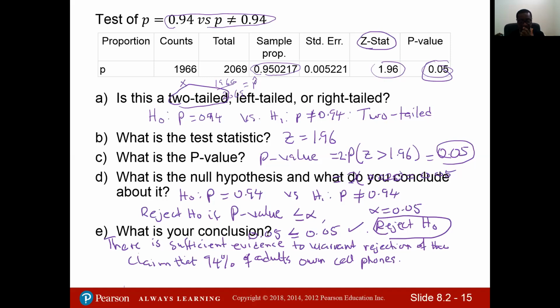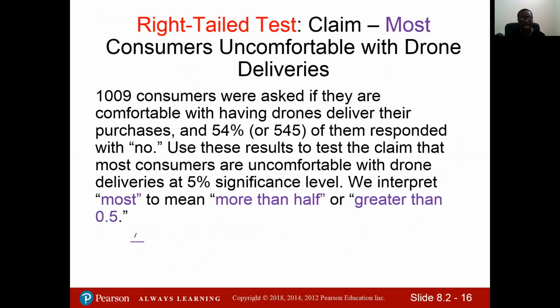Okay, so that was a claim. If you go back to the question, it said that we should test the claim that 94% of adults own cell phones. Okay, and that's why we have this to be a tutor. All right. So the next question is what we started in 8.1. Remember the question that said we'll set it up and then complete the solution in 8.2.